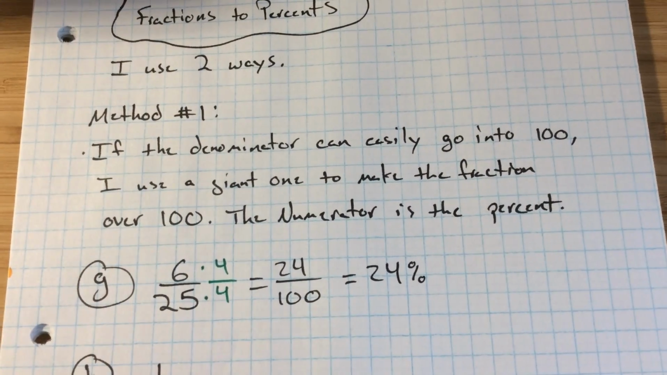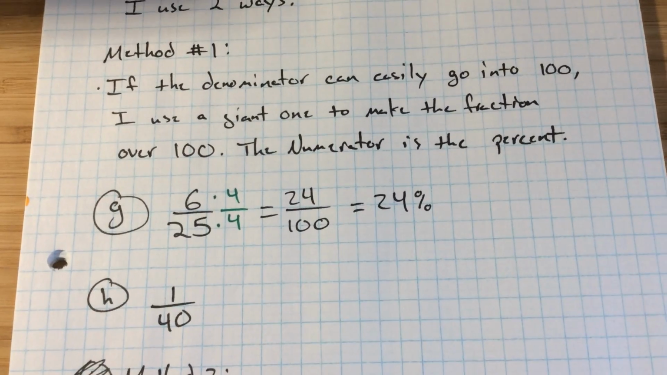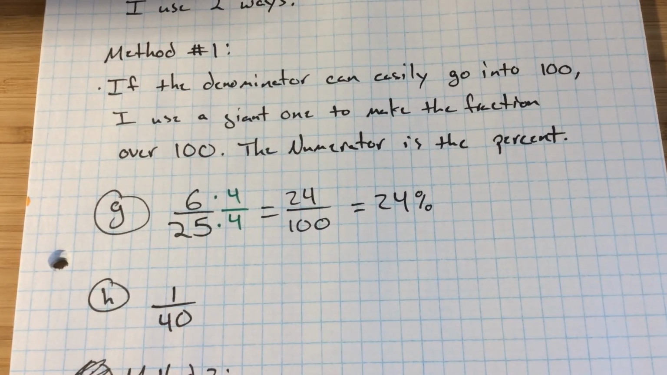Once you can get a fraction over 100, the numerator is just, that's it. Now, letter H I wanted to show you because sometimes the number doesn't go in evenly, but it's still an easy one to do. Like I can do this one mentally in my head.